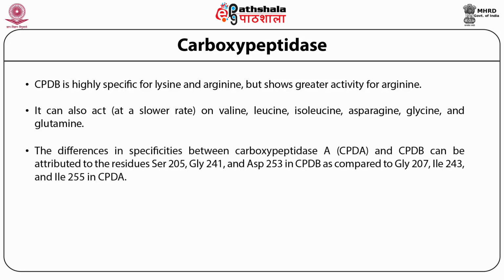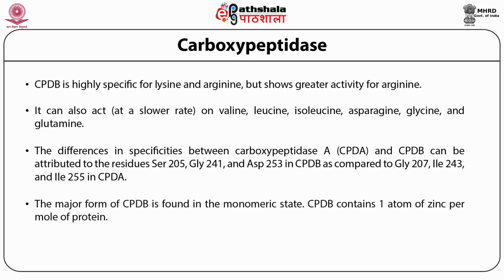The difference in the specificities between carboxypeptidase A and carboxypeptidase B can be attributed to residue 205, glycine 241, aspartic acid 253 in carboxypeptidase B. So you can say that carboxypeptidase B has serine, glycine and aspartic acid residues as compared to glycine 207, isoleucine 243 and isoleucine 255 in carboxypeptidase A. Although the numbers are different, if you see the topology, you will find that these residues are present in the same position in the 3-dimensional topology.